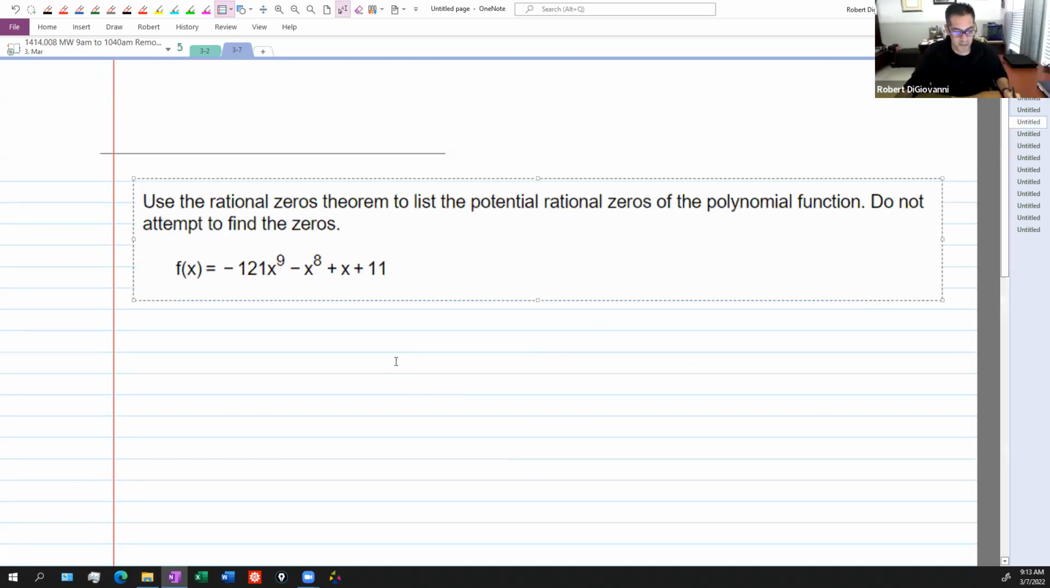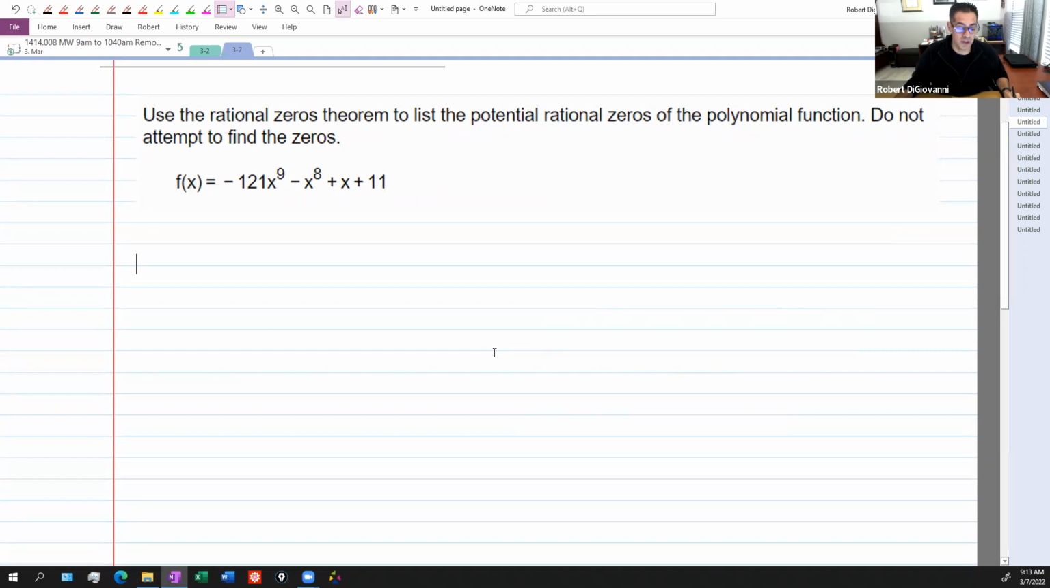Okay, next one. This is a different question. It says use the rational zero theorem. Okay, well, I did not tell y'all what the rational zero theorem was. Let me finish reading the question. Use the rational zero theorem to list the potential rational zeros of the polynomial function. Do not attempt to find the zeros.